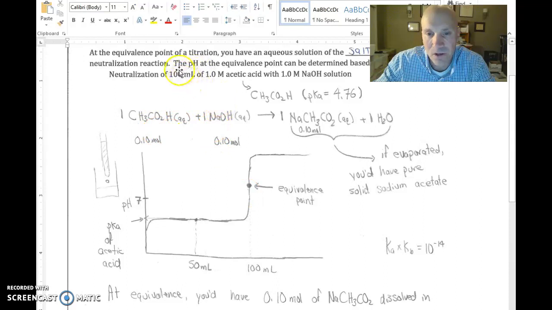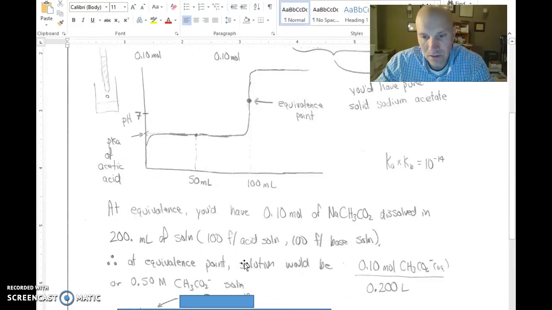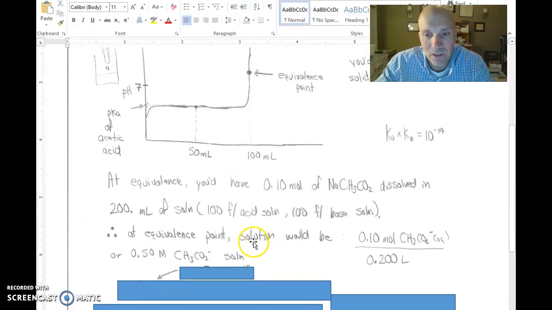All right. So if we take that 100 milliliters and we add the 100 milliliters of the base that we had to add, that would be a total of 200 milliliters. All right. And from that, we could calculate the concentration of the sodium acetate that's in the neutralization solution. All right. So we would have 0.1 moles of acetate.